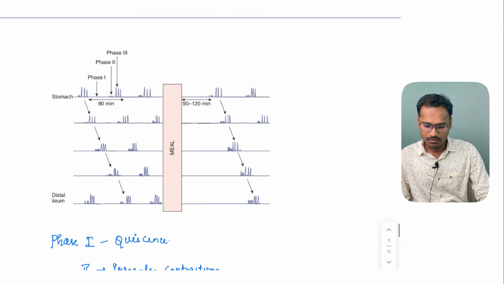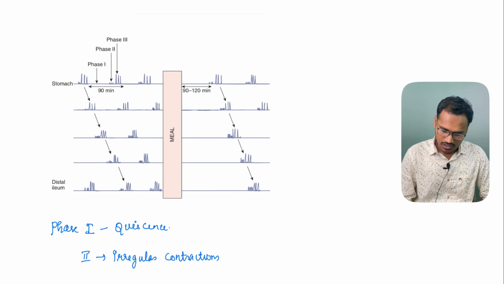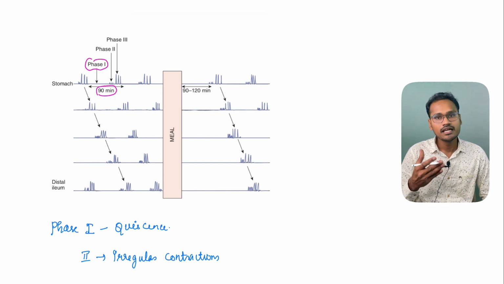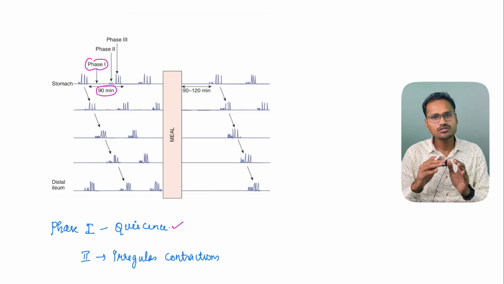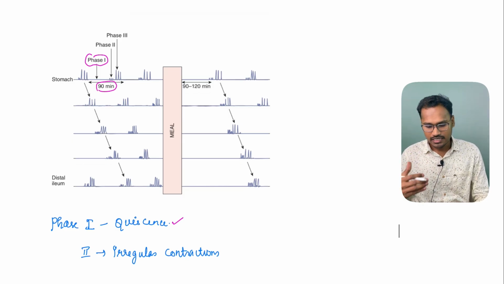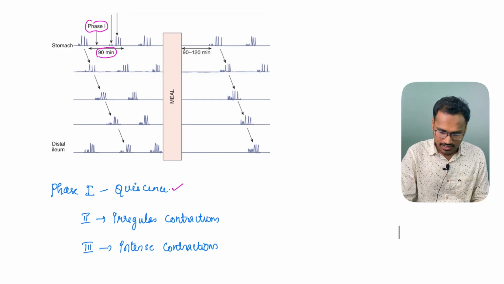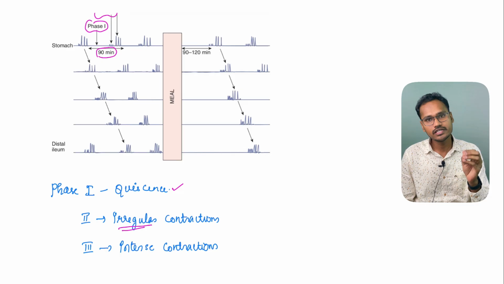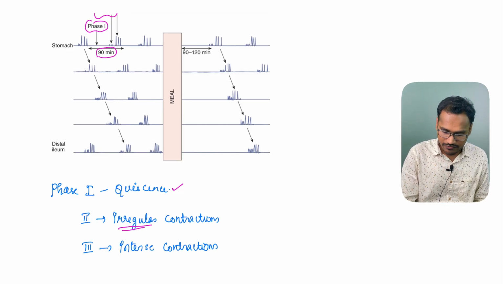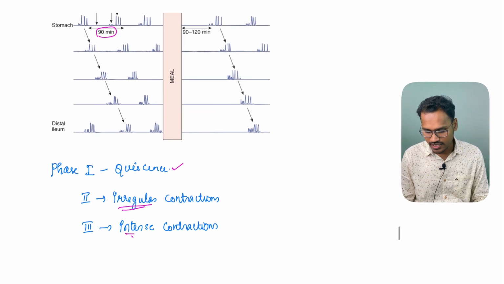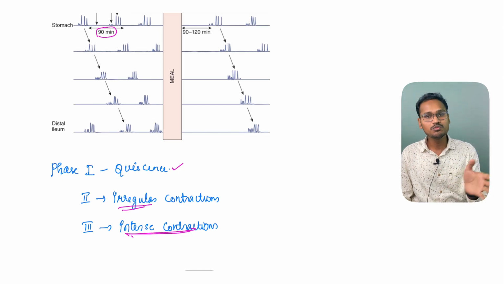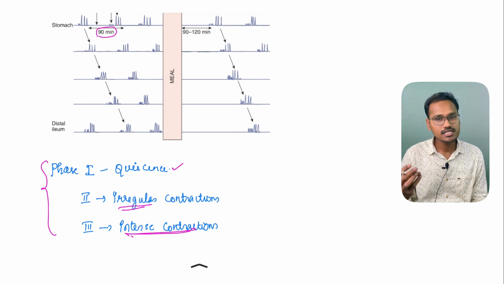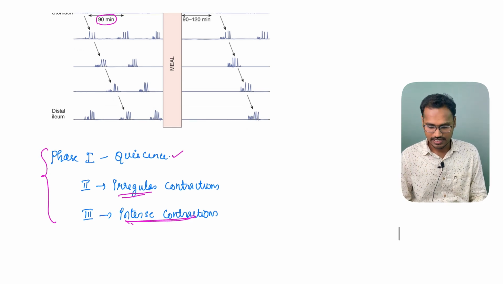Then coming to this MMC, it happens in three phases. Phase 1 will start after 90 minutes of food intake. Here phase 1 is called quiescence. There is not much movement. Here nothing is happening. Then after that slowly phase 2 will start. In phase 2 there will be irregular contractions. So it is slightly moving the remnants of the waste product. In phase 3 it is going to cause intense contractions. Here the food is not there. These movements are happening just to clear out the waste. So it happens in 3 phases: quiescence, irregular contractions and intense contractions.